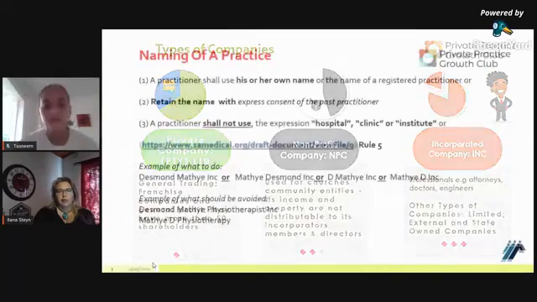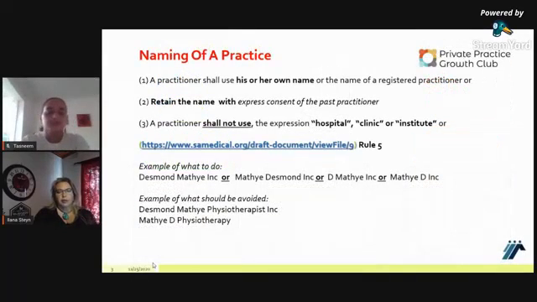So going further from that, we spoke about naming the practice. So as you remembered, we did a bit of research, and it was specifically to say that the name of the owner needs to be included in there. Retain the name if you want to retain one of the past practitioners. Obviously, you have to get the consent from them, and then also not using the words hospital, clinic, or institute.